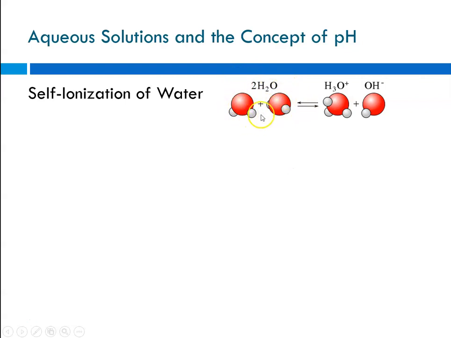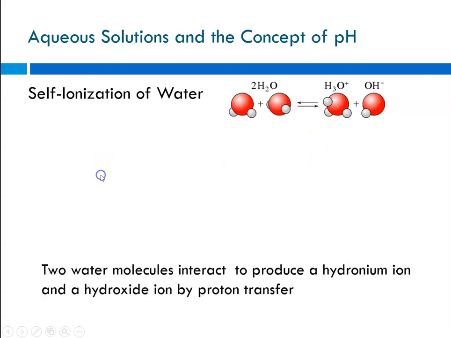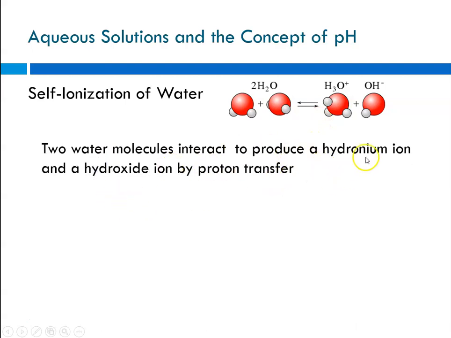But if we have two molecules of water just hanging out in a beaker, to a small extent, they will interact and they will dissociate such that we get the H3O+ ion and the OH- ion. So again, acting to self-ionize. So two water molecules can interact to produce a hydronium ion and a hydroxide ion by proton transfer. And it's important to note here that there are double-sided arrows, which is telling me that this is an equilibrium and that it can proceed in both the forward and the reverse direction.